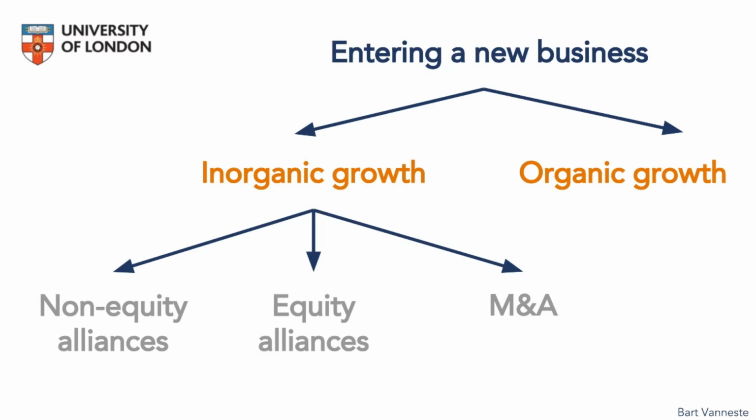At the top you see entering new business, which is the diversification decision. At the first branch, the choice is between, on the one hand, inorganic growth, and on the other hand, organic growth. That simply means, do you do it on your own, organic growth, or do you team up with someone else, inorganic growth? Within inorganic growth, you have the choice between an acquisition, so-called M&A, or alliances. What you see is that there's actually a further distinction within alliances, and it's something called non-equity versus equity alliances. Let's look in detail at what that is.